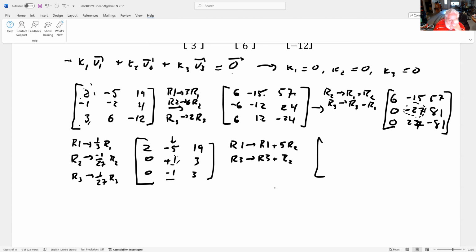So 2 plus 0 is 2, minus 5 plus 5 times 1 is 0. 19 plus 5 times 3 is 34. Oh, but that should be a minus 3 because I divided by minus 27. So it's not going to be a 34. Right? So this should be a minus 3 here. And then we get 19 minus 15, which is actually 4. And then when we do row 3, actually row 3 just disappears entirely.